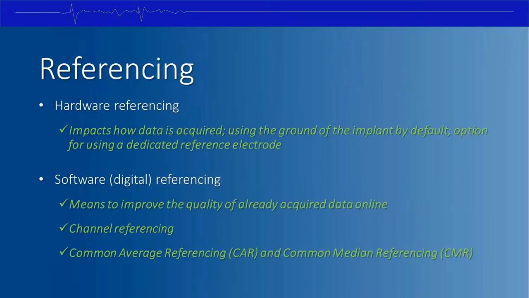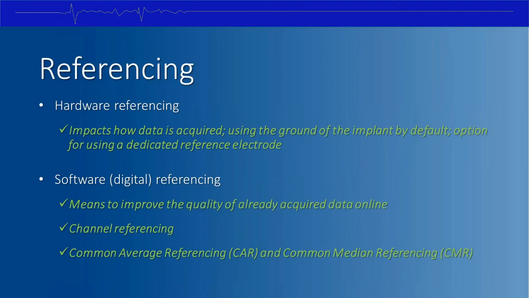So to recap, we've talked about hardware referencing. This will affect how the data is acquired. It happens before A to D conversion. The user has the option for setting a dedicated reference electrode. Without setting a dedicated hardware reference, the ground of the implant is used by default.